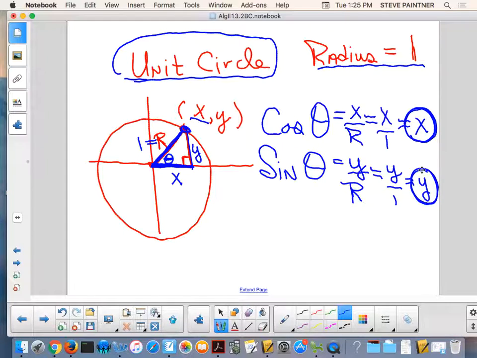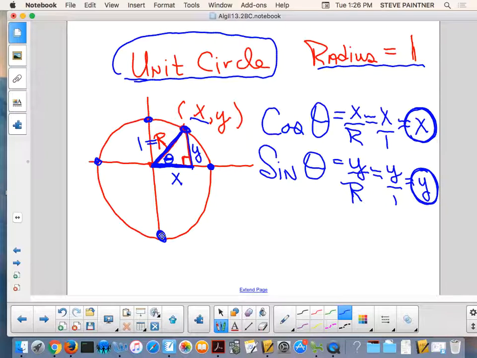Guess what? That's the only time I ever use the unit circle. And why? Because of this. You guys should do this right now. Put your point here, here, here, here. Whenever your angle lands on the x or y axis, use this unit circle.